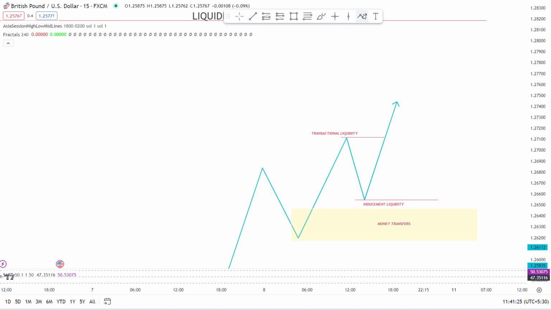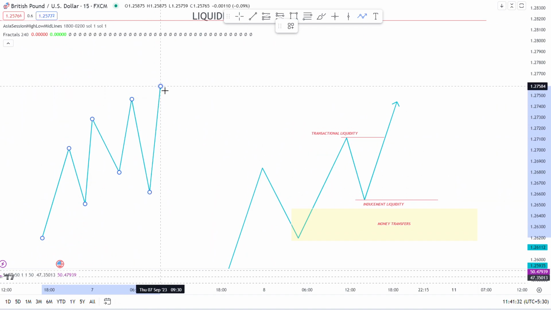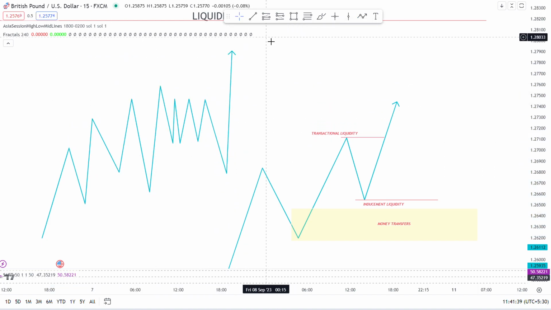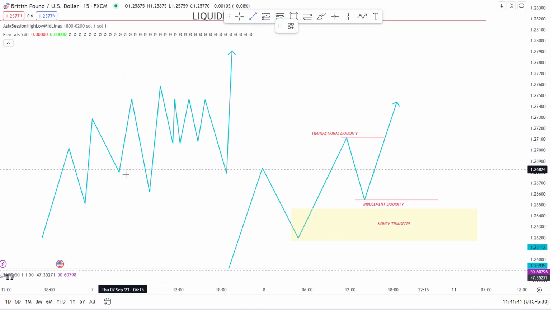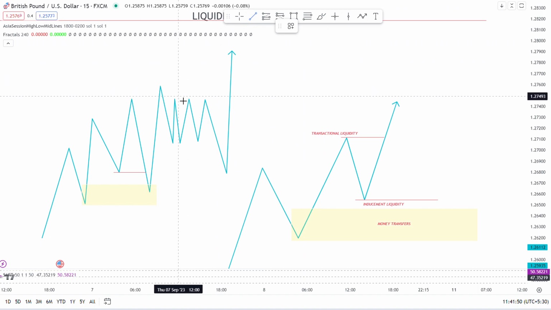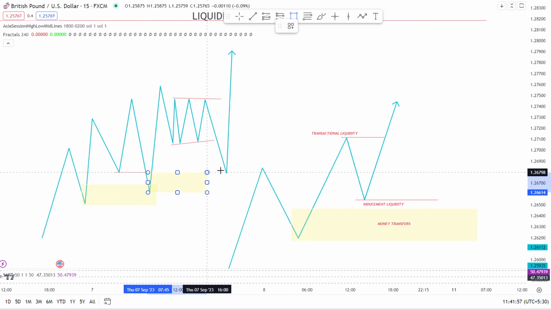So basically the market moves like this. It will leave the liquidity for the future. This is how the market moves, right? From the liquidity point to the liquidity point. This is the inducement. This is the money transfer. Again, this is the inducement, and mitigation is the money transfer.